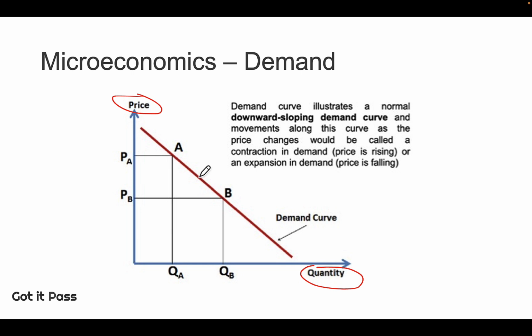When we talk about demand in the resource allocation of microeconomics, the individual demand shows how much of a good or service someone intends to buy at different prices. So demand means the demand curve here. The demand curve illustrates a normal downward sloping demand curve. Movements along this curve as the price changes would be called a contraction or expansion in quantity demanded. I'll just make it simple: quantity demanded.